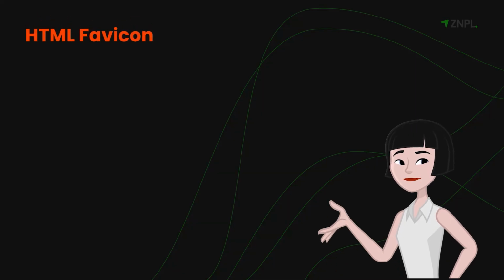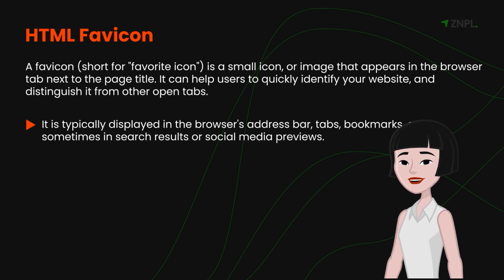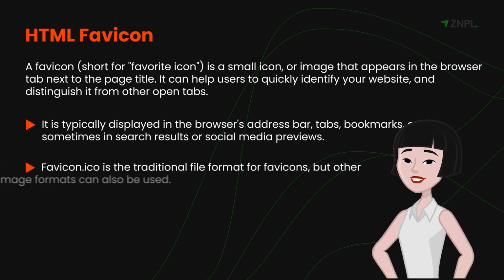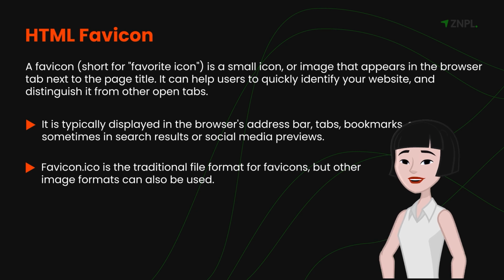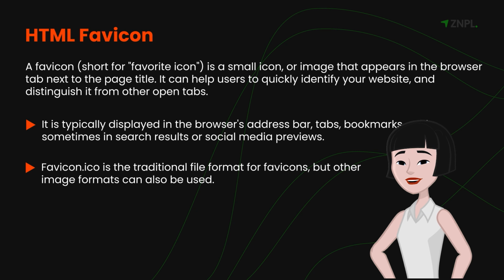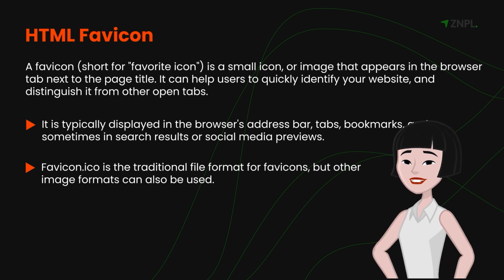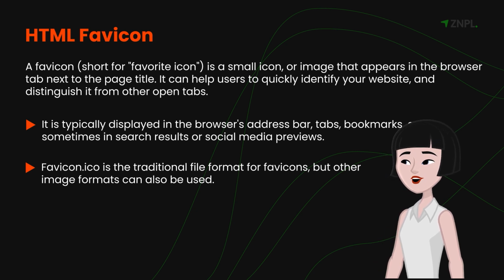What is HTML favicon? A favicon, short for favorite icon, is a small icon or image that appears in the browser tab next to the page title. It can help users to quickly identify your website and distinguish it from other open tabs. It is typically displayed in the browser's address bar, tabs, bookmarks, and sometimes in search results or social media previews. Favicon.ico is the traditional file format for favicons, but other image formats can also be used.